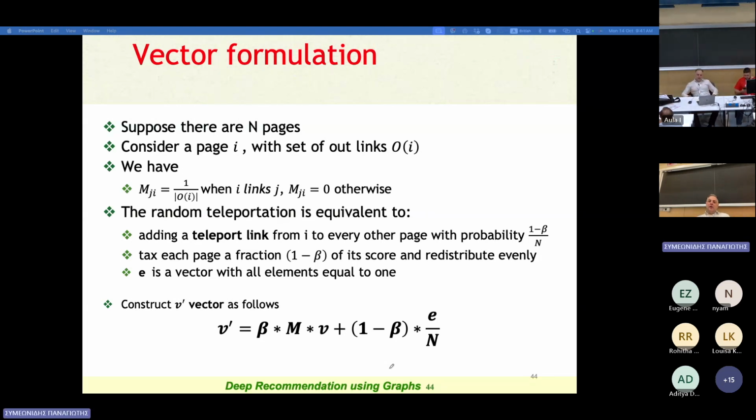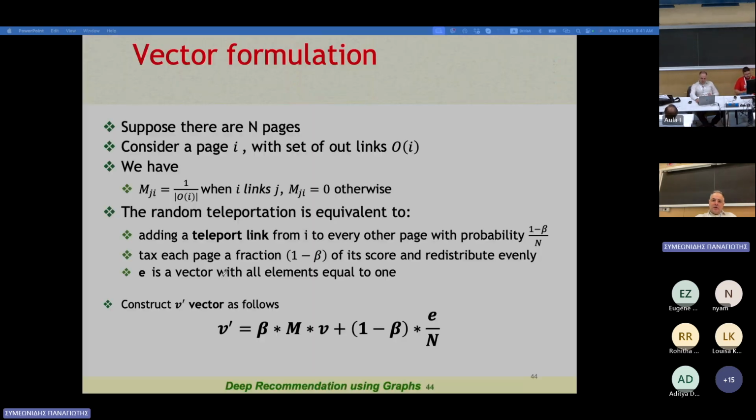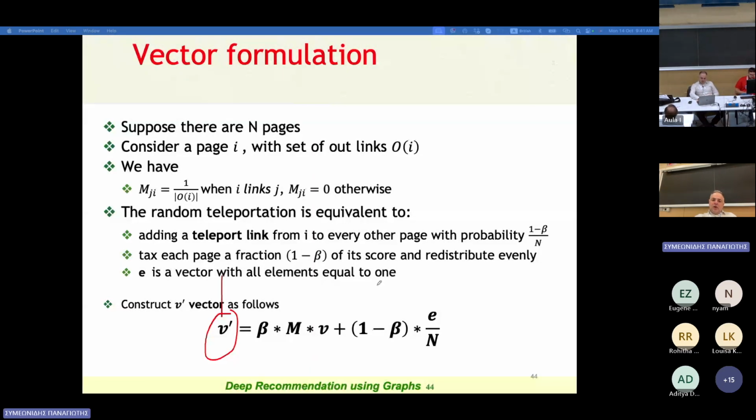Okay, and here we see the formula, the equation that we use for computing the random walker with restart. Here is the V prime, which computes the similarities. Sorry, here we talk about the PageRank, so this is for the importance. So here we have the V prime. This is the M, the transition probability matrix. Here is the V, the initial V.